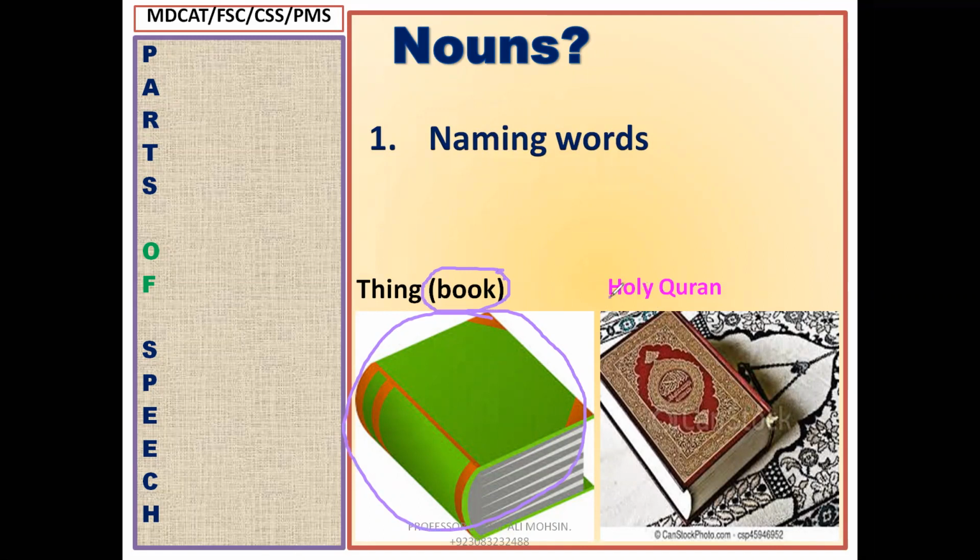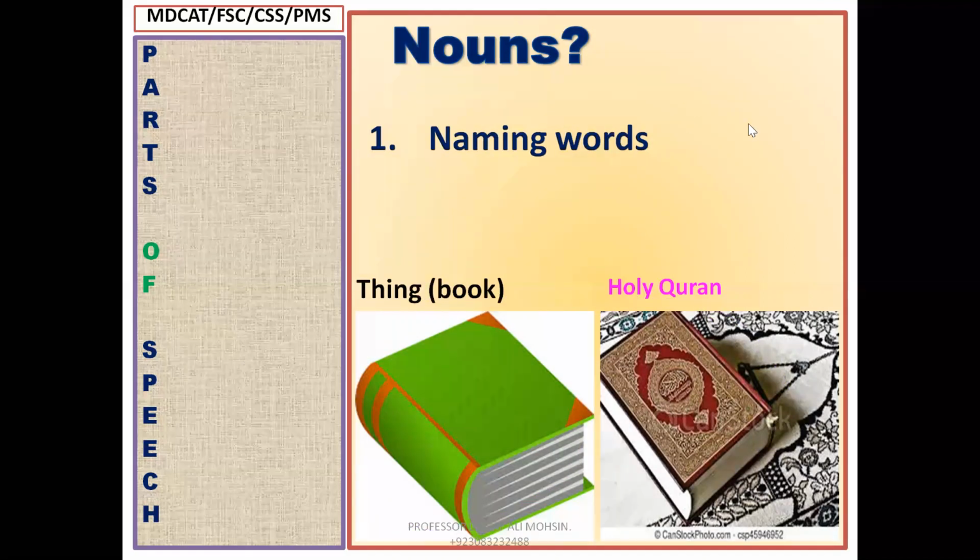When we talk about the Holy Quran, this is the holy scripture of the Muslims, the sacred one. Now what is this? This is a specific book which we are pointing out, which we are indicating. This is called a proper noun. Naming words can be common nouns. Naming words can be proper nouns.